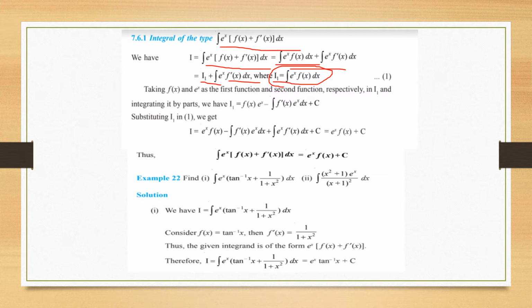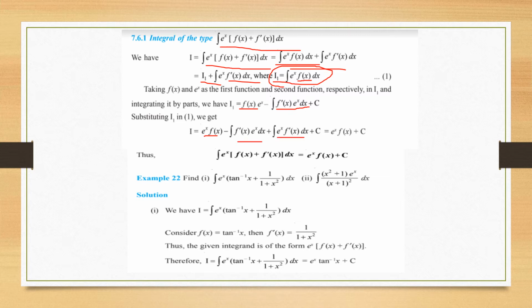It will become your first function is your f(x) and the integral of second is e^x. Now the derivative of f(x) is f dash x and it is e^x dx plus c. Now put back the values in I. You'll get it becomes here e raised to power x f(x) minus integral of e raised to power x f dash x dx, plus integral of e raised to power x f dash x dx plus c.